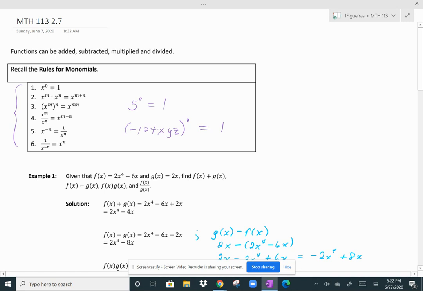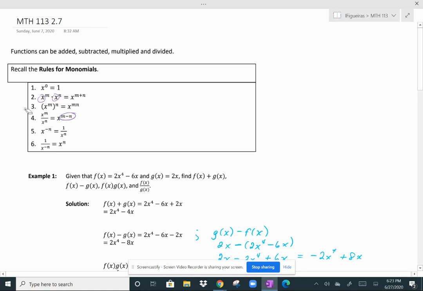The second rule says that x to the m times x to the n. When you multiply exponential expressions with the same base, x being the base in this rule, then you add the exponents. Rule number 3 says that if you have x to the m raised to the nth power, in that case you multiply your exponents. And then the fourth one is that if you're dividing where you have x to the m over x to the n, you simplify that by subtracting the exponents, the one in the numerator minus the one in the denominator.